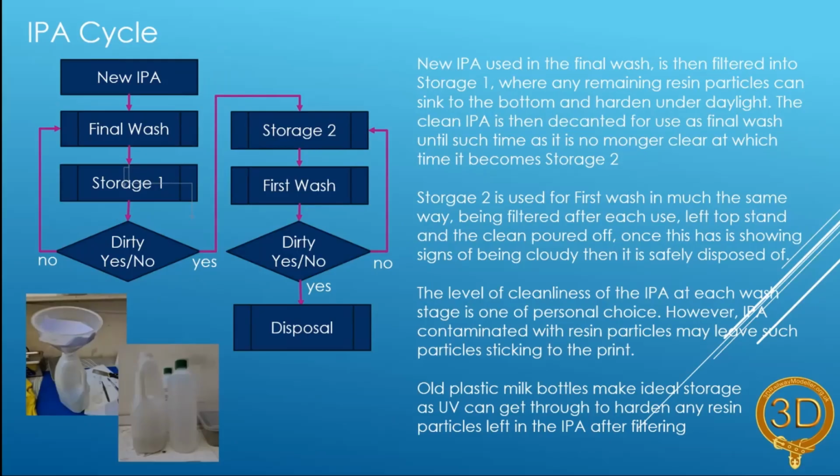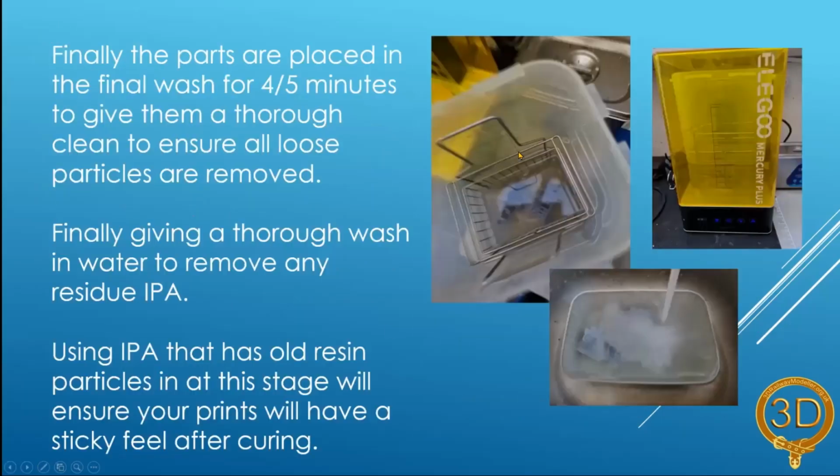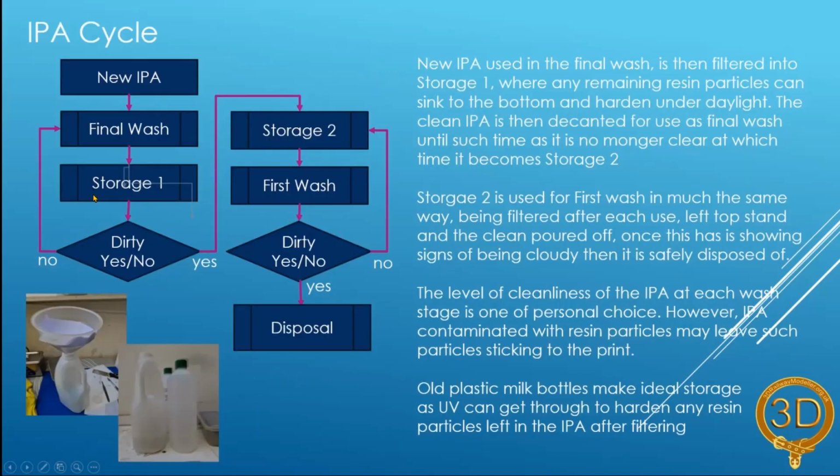I start off with new IPA. I tend to buy it by the gallon, it's a lot cheaper. And I've got two stages, so the new IPA goes in the final wash. The final wash being this basket here when we do a good wash, okay? That's what we call store, and it goes into storage one.